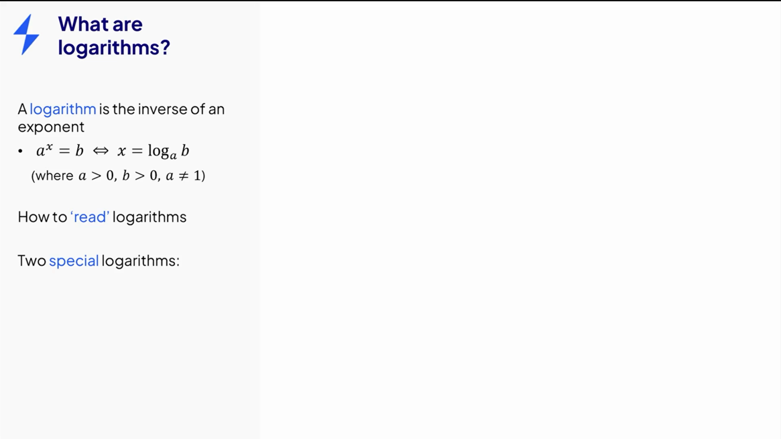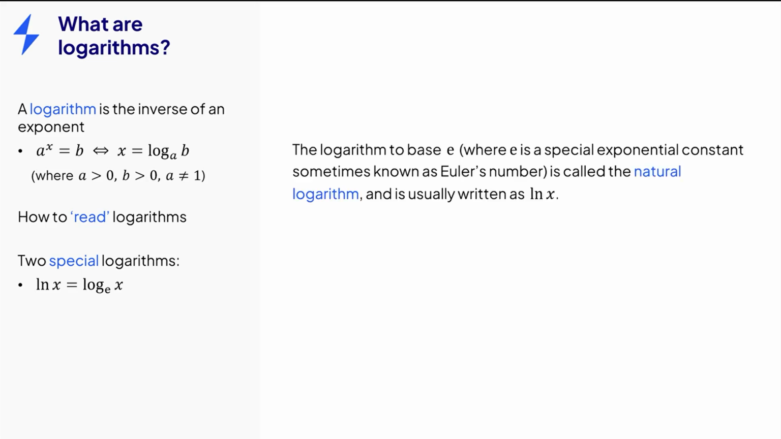Now, there are two special logarithms you need to be familiar with. There's ln of x, which is equal to log to the base e of x. And the logarithm to base e, where e is a special exponential constant, sometimes known as Euler's number, that's called the natural logarithm and is usually written as ln of x. And this is something you'll come across in your studies of calculus.